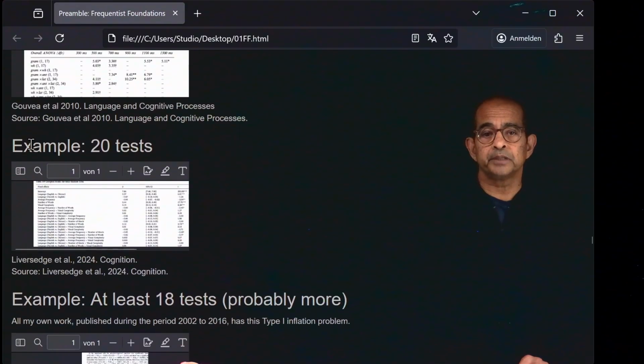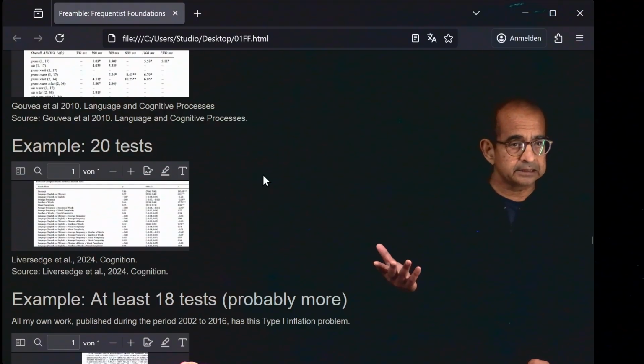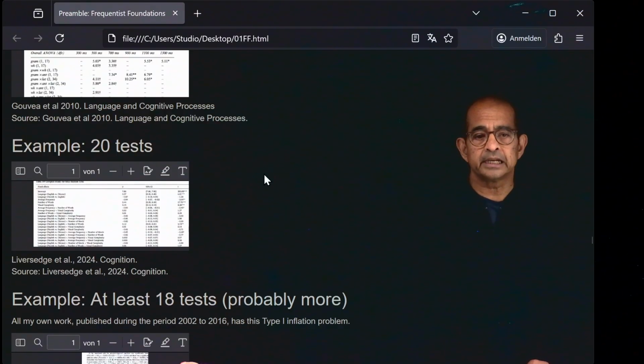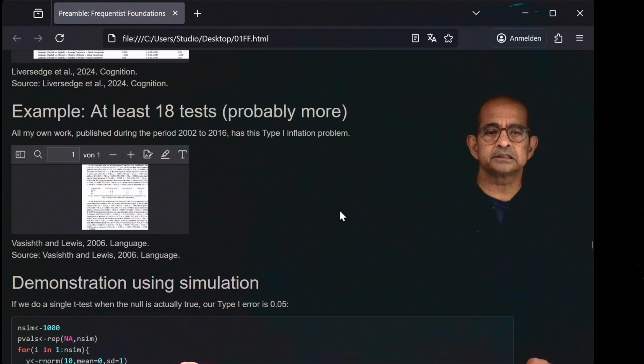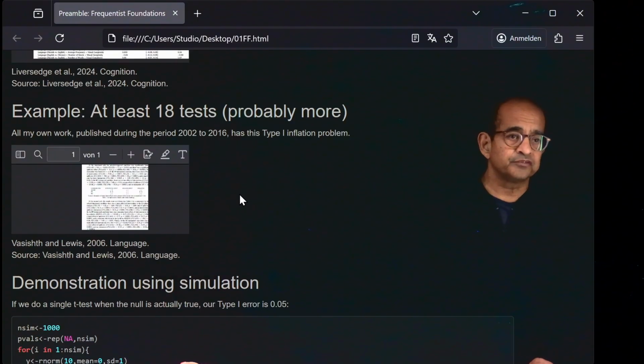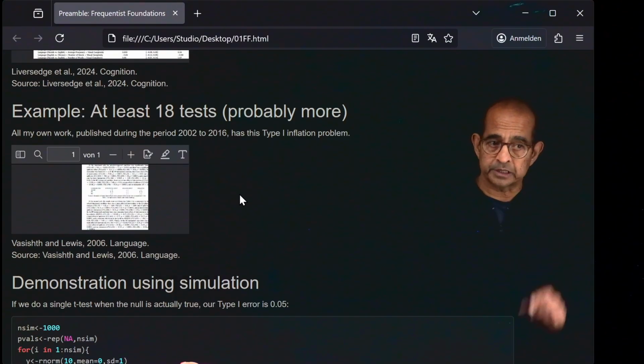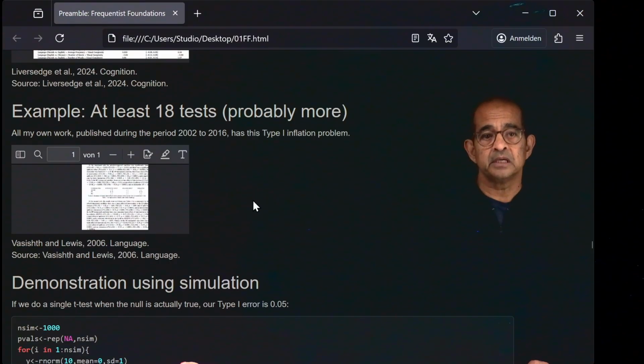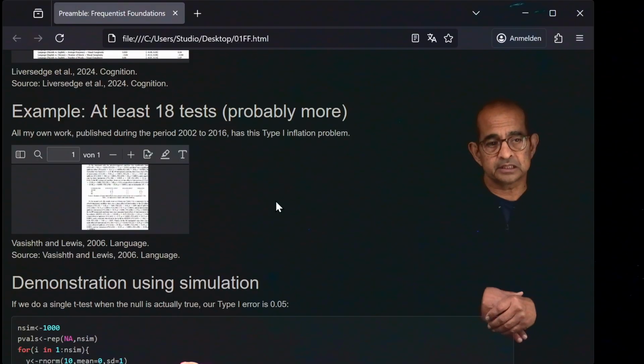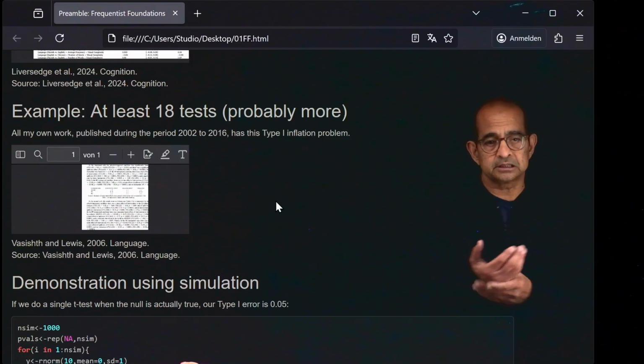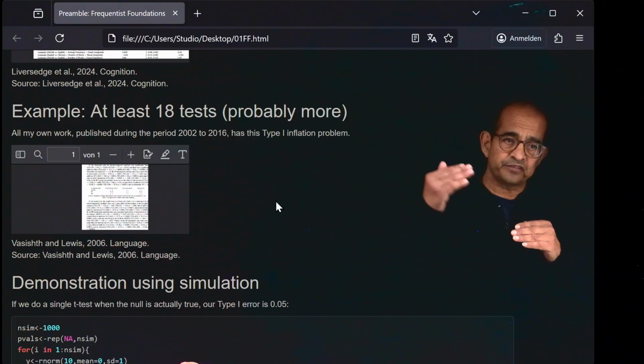Here's another paper where they carried out 20 statistical tests, and same thing, they held the type 1 error at 0.05. Here's another one. This is actually from my own paper when I was a graduate student. I carried out at least 18 tests, probably more. And again, I was acting as if I had done only one test, and my type 1 error was held at 0.05. What's wrong with this is that when you carry out more than one null hypothesis significance test, you are going to inflate your type 1 error.